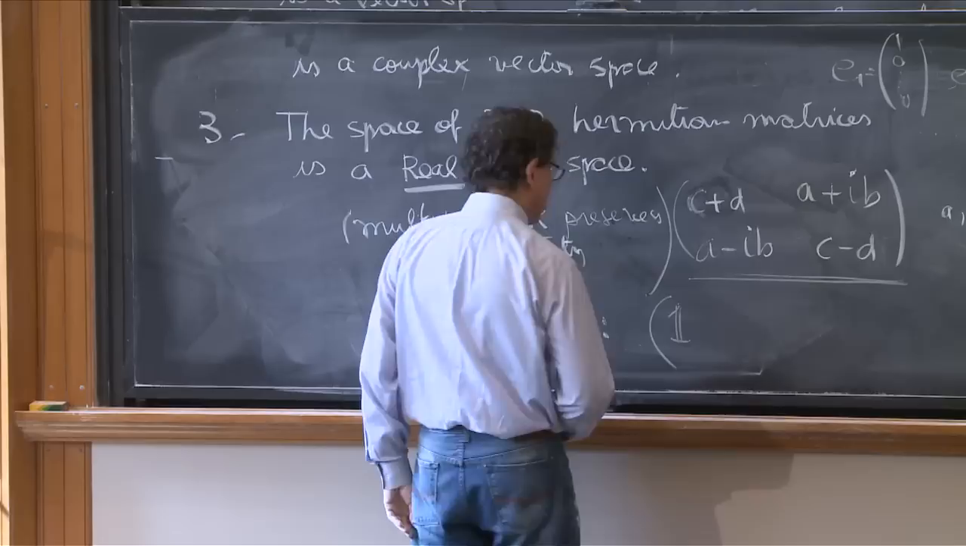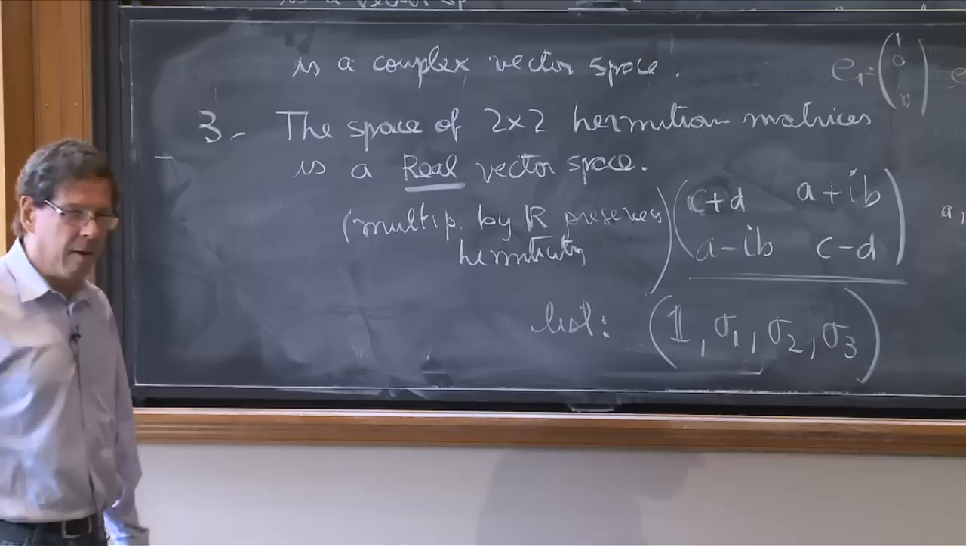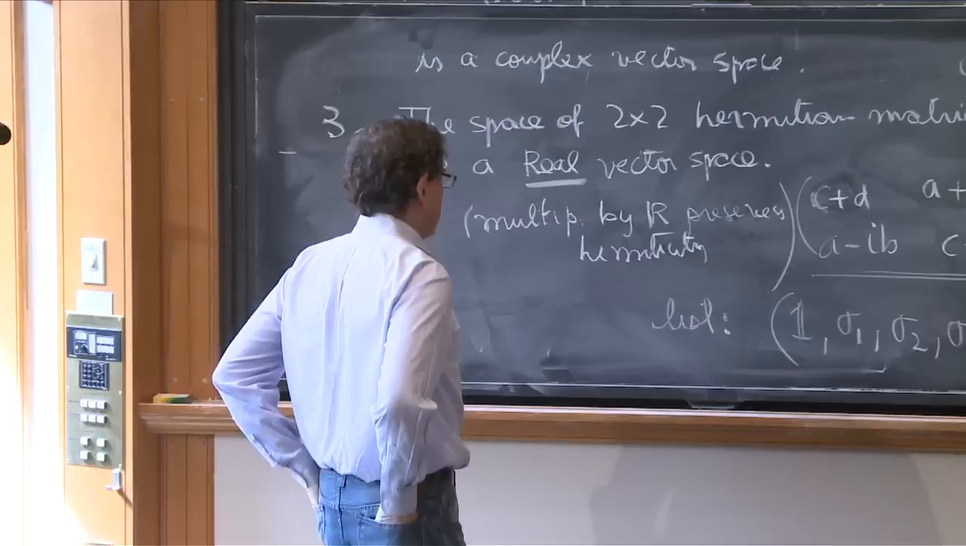The unit matrix, the first Pauli matrix, the second Pauli matrix, and the third Pauli matrix. All right, let's see how far we get from there. This is a list of vectors in the vector space because all of them are Hermitian. Good.